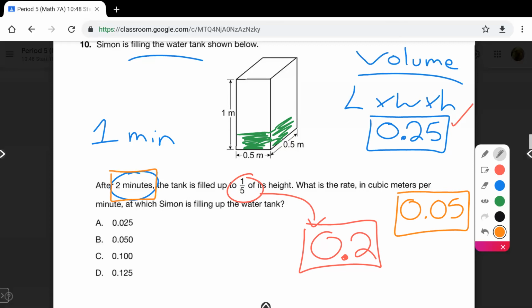You want to know what's the volume after 1 minute. So now all you have to do is take this result and divide it by 2. And when you take this result and you divide it by 2, your answer comes out to be letter A. This is what it's referring to by what is the rate per minute, because per minute means for 1.